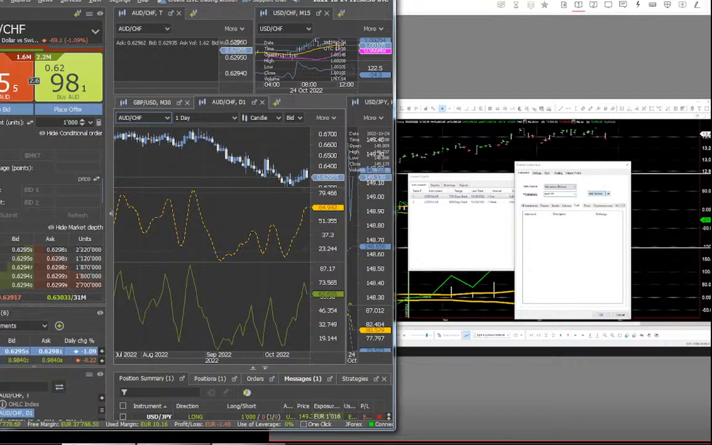Add symbol. And let's do that again. AUD. Okay. There we go. No, not a stock. Cash. Look up. AUD again. There we go. Now we got it.